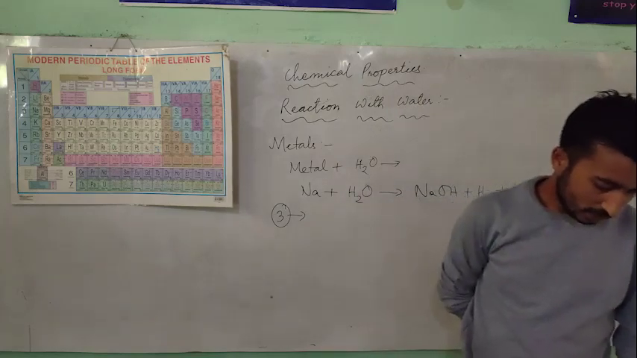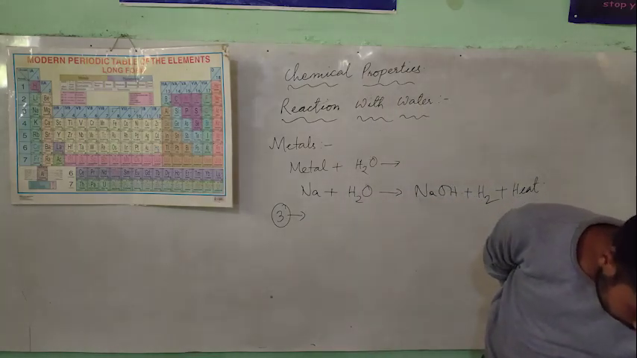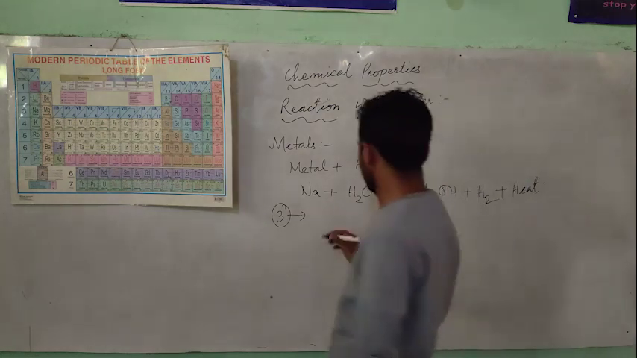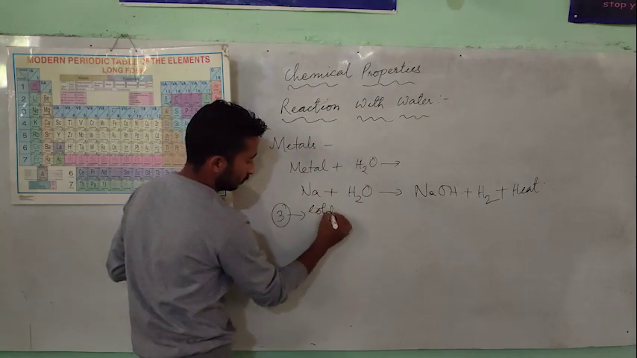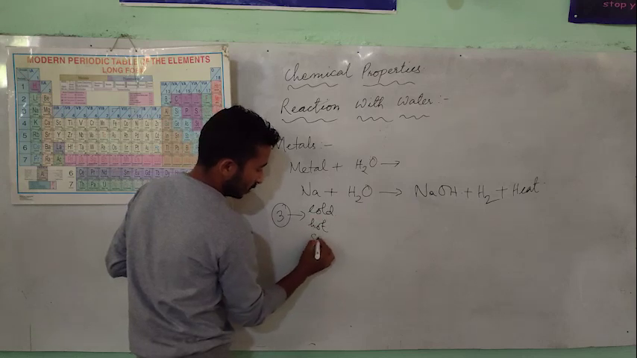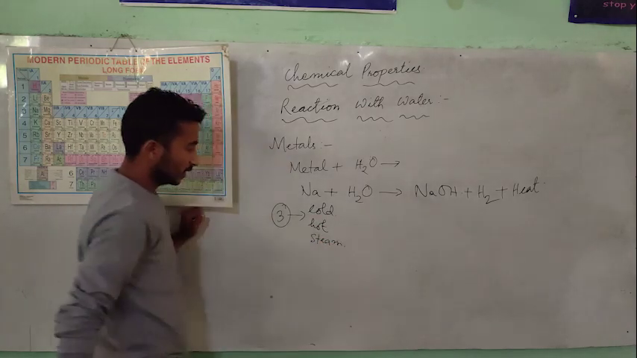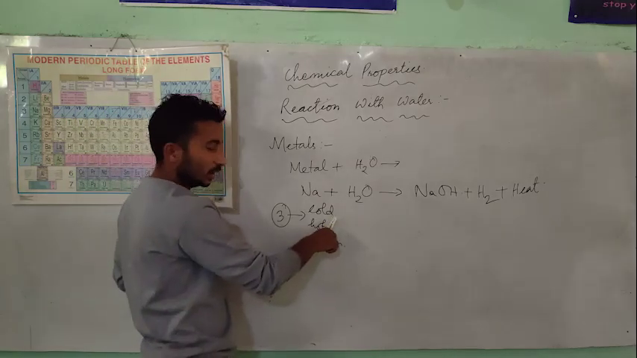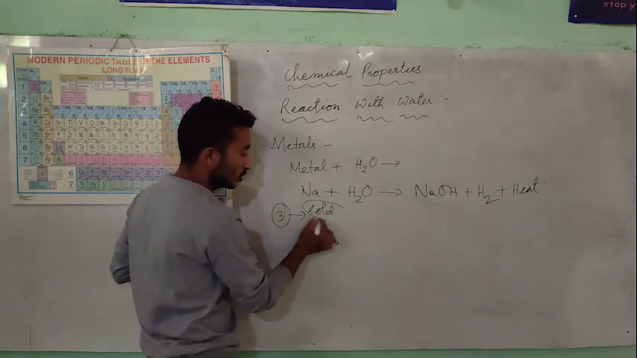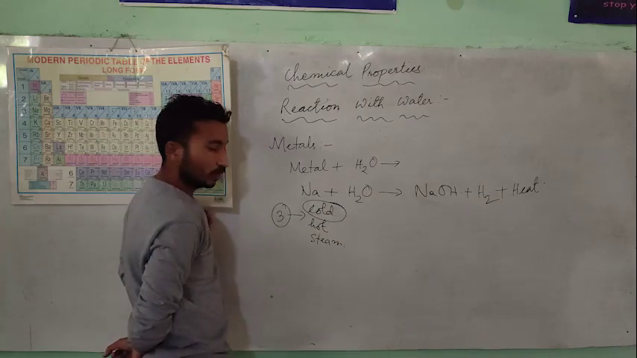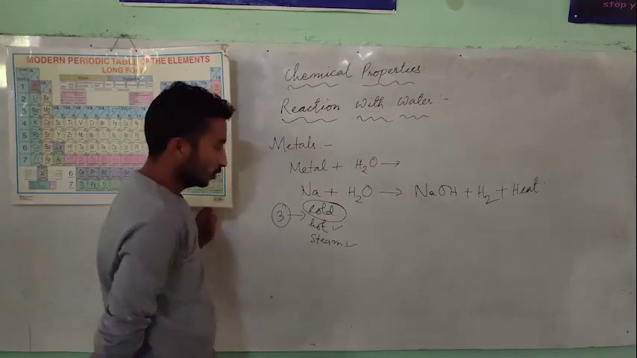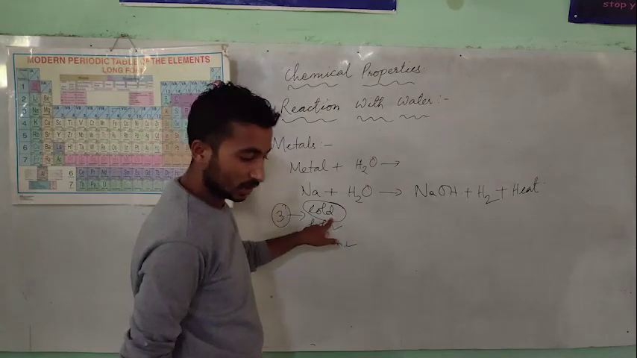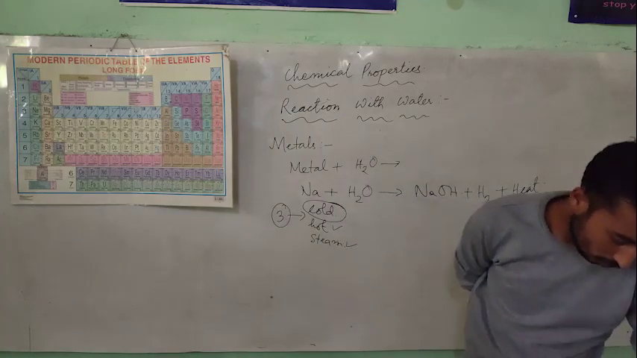First, water can be in three states: cold water, hot water, and steam. Water can be in three forms. Most of the metals do not react with cold water. If they have to react, they will react with hot water and steam. We will discuss cold water in other lessons. Here we will discuss only hot water.